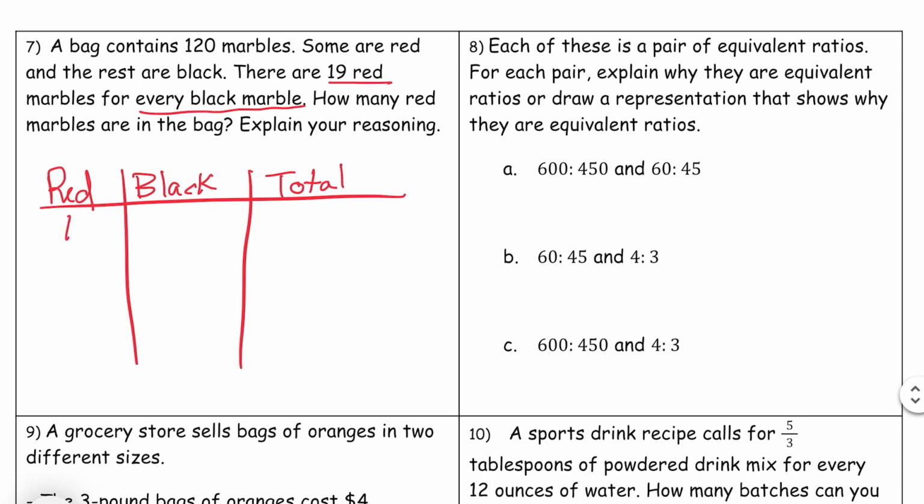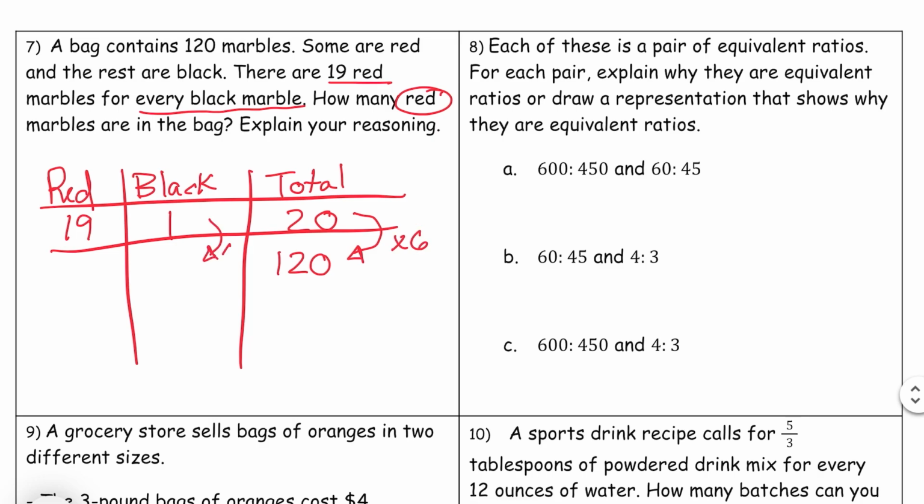So I know the ratio is 19 red for every 1 black, and 19 plus 1 would give me 20 total marbles. But I want to see how much it is when there's 120 total marbles, and we're just seeing how many red ones there are. So we have to think, how do we get from 20 total to 120 total? And I know, okay, if I just take away the zeros, I know 2 times 6 is 12. So 20 times 6 would be 120. So then we have to multiply the other parts by 6.